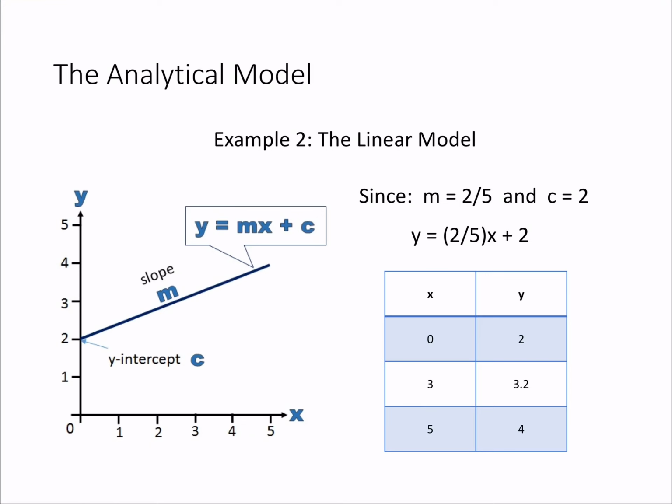So in this example here, we know that the slope of the line is 2/5, and that the y-intercept is c, and we can make a linear model that predicts, so we can plug in for x and see what y will be. So we can see from this chart, if we plug in 0 for x, then y is going to be 2. If we plug in 3 for x, y will be 3.2. Or if we plug in 5 for x, y will be 4.